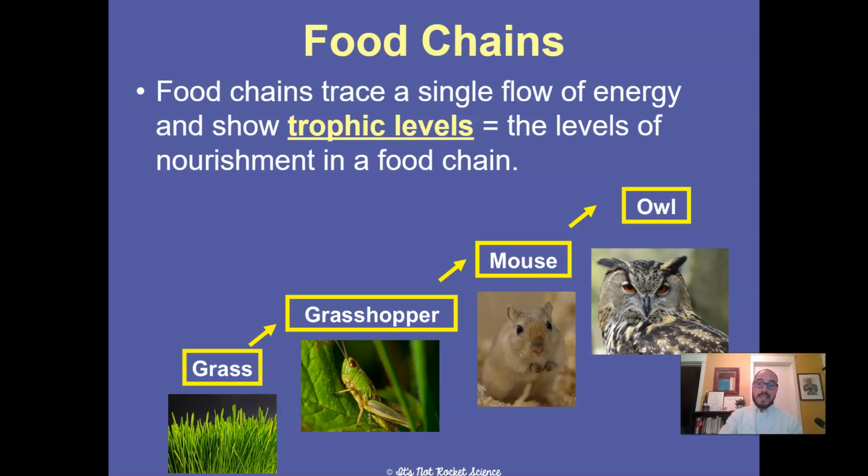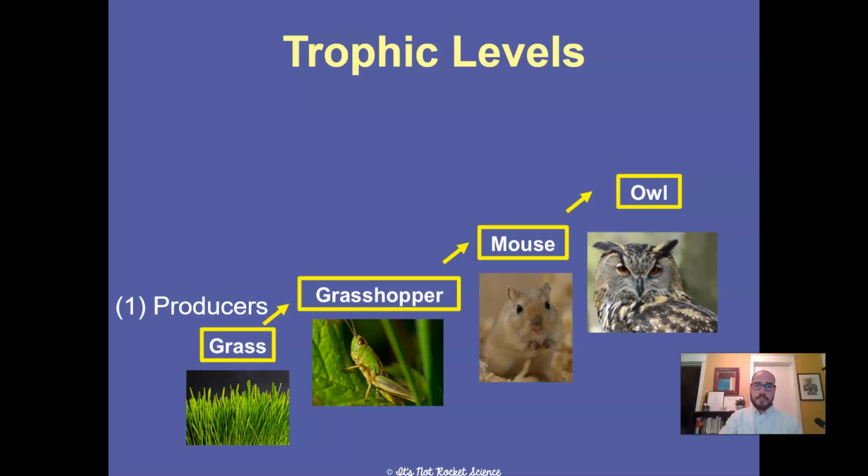Now, a food chain is not the most accurate depiction of what's actually going on. It's a nice simplified model for us to look at, and it helps humans understand what's going on. So we can break down these trophic levels, right? The first trophic level is going to be your producers. The second trophic level is going to be your primary consumers.